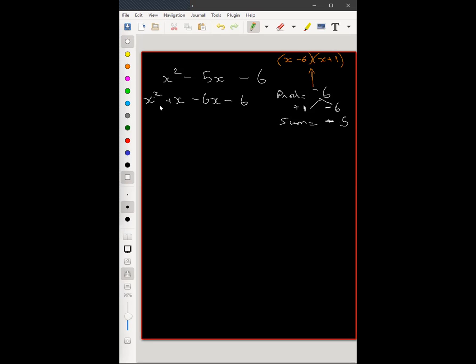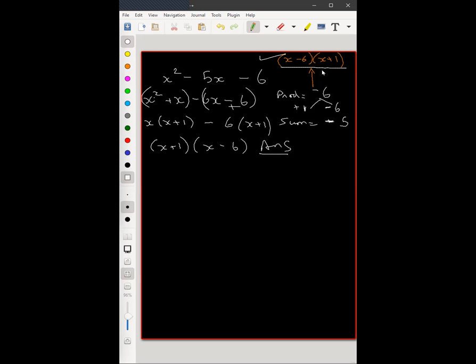Group. As soon as we group, we change the sign. x is common, so we'll get x plus 1 minus 6 into x plus 1, which is x plus 1 into x minus 6. Same answer that we got here, right? So this is just for you to check. Don't do this directly, you lose marks. Your workings carry marks, right?